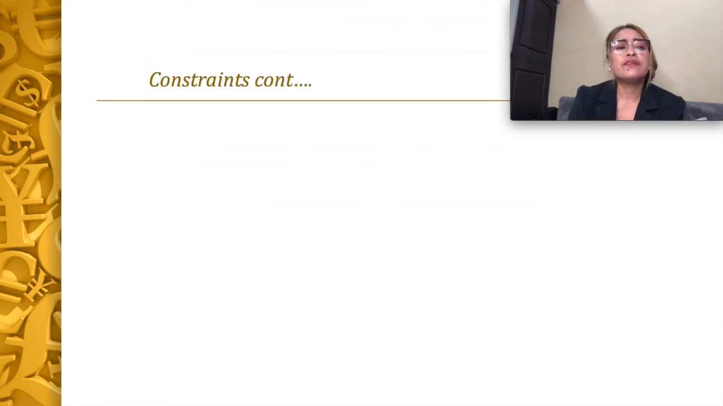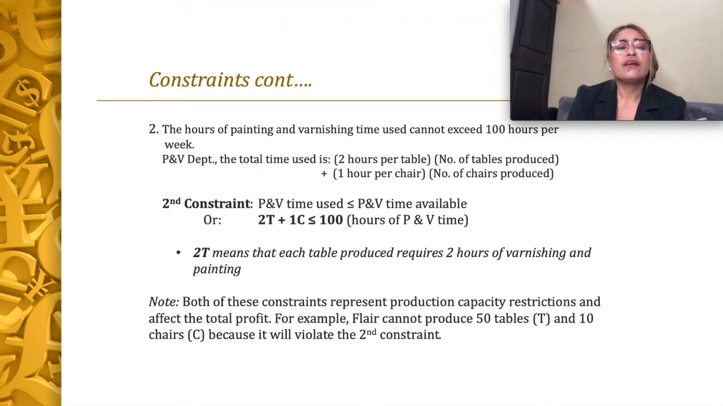Now, the second constraint says the hours of painting and varnishing time used cannot exceed 100 hours per week. So in the painting and varnishing department, the total time used is represented with 2 hours per table times the number of tables produced, plus 1 hour per chair times the number of chairs produced. So that's the total time used.